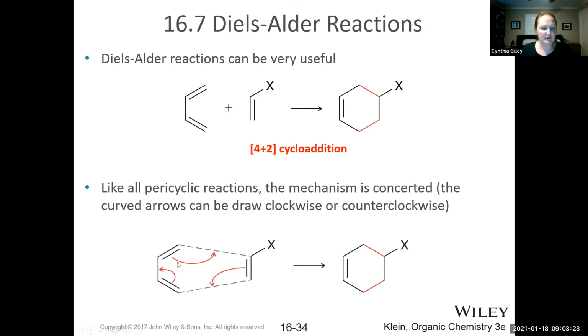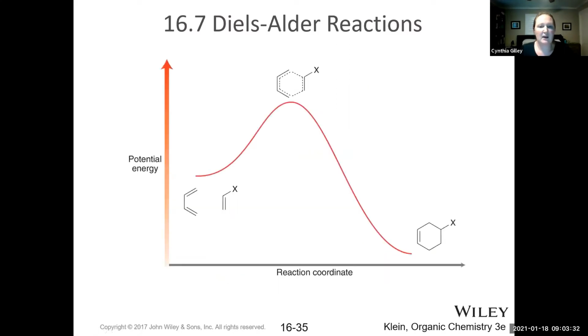Basically, we have a shift of the pi electrons forming 2 new sigma bonds and shifting one of the pi bonds over. If you look at an energy diagram of the reaction, it's not surprising that it only has one step or one hump, because as we mentioned, it's a concerted reaction.